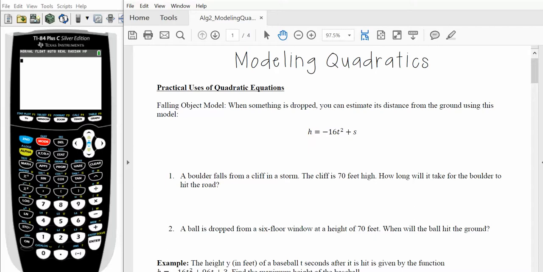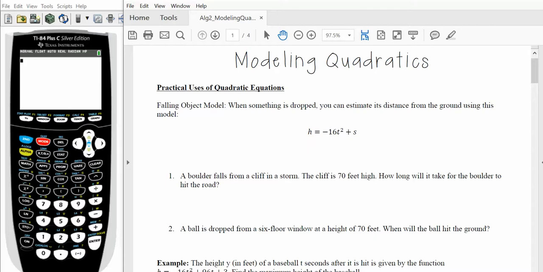A lot of times, quadratics are used in the real world when it regards to falling objects or throwing an object like a basketball into a basketball hoop, that's a quadratic. Or if you throw a ball up in the air, it's going to come back down. That's all making parabolas and quadratic equations in the real world.